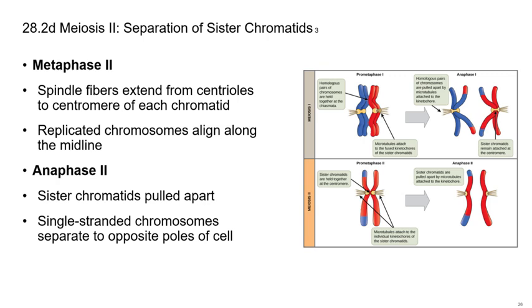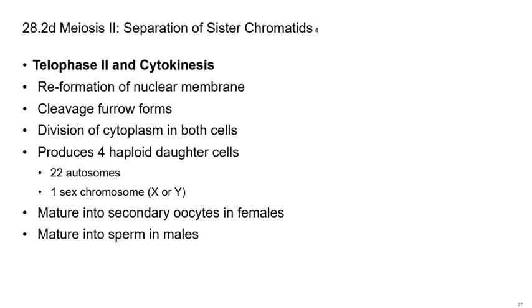Notice here, anaphase 2: sister chromatids are pulled apart, and now you have single-stranded chromosomes separated to opposite poles of the cell. You go from being a single, large, duplicated chromosome with two chromatids, you pull the chromatids apart, and now you go back to being called chromosomes. So that's a little bit on the terminology of the terms we're using.